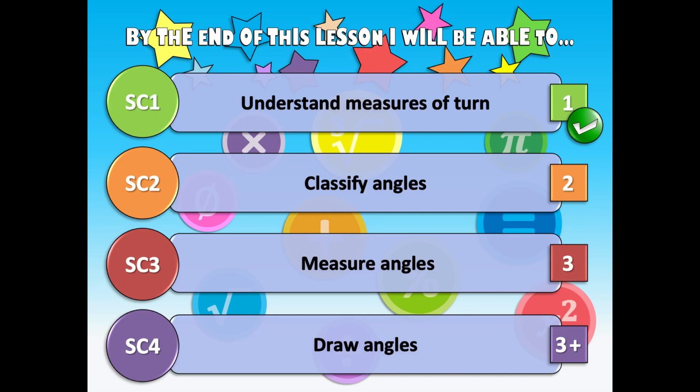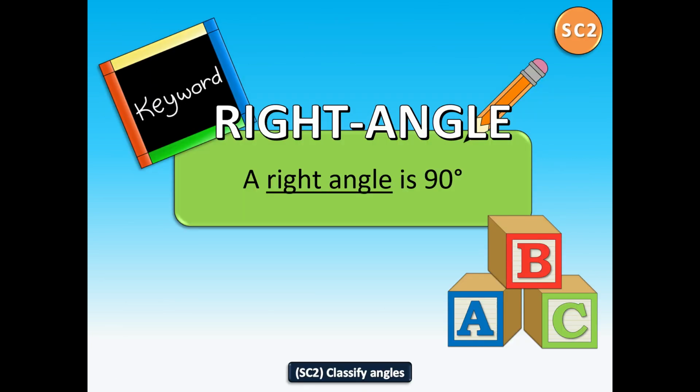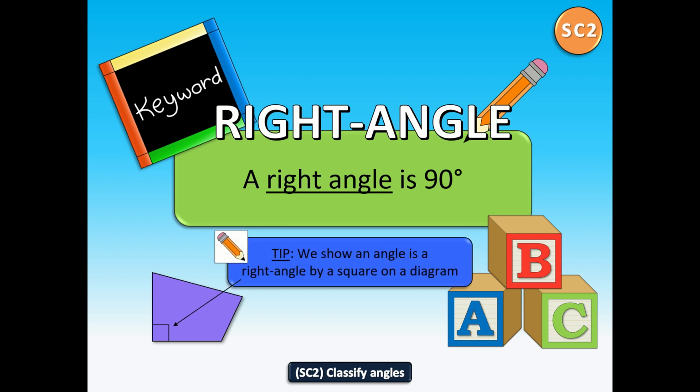So now we've completed success criteria 1, we're going to move on to number 2, and this is to classify angles. So a right angle is a 90-degree angle. And remember, that's a quarter of a turn. And we show an angle is right angled by drawing a square on the diagram.